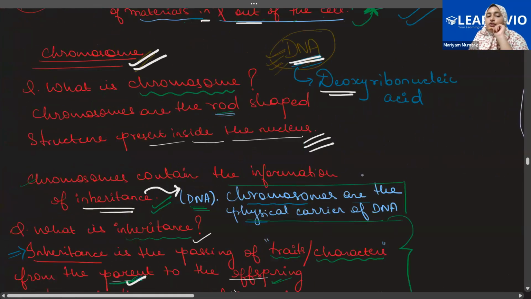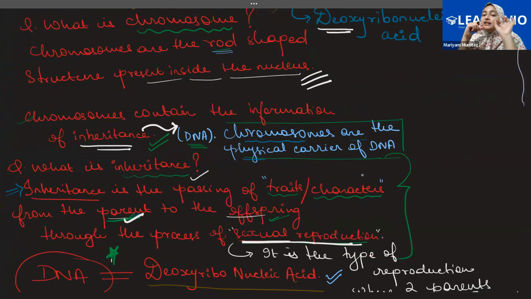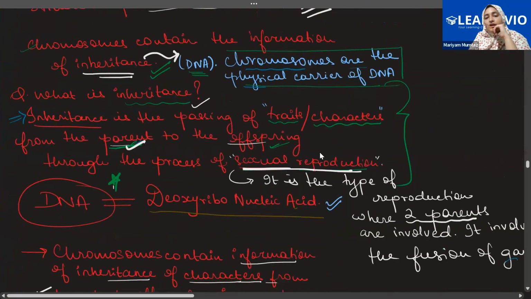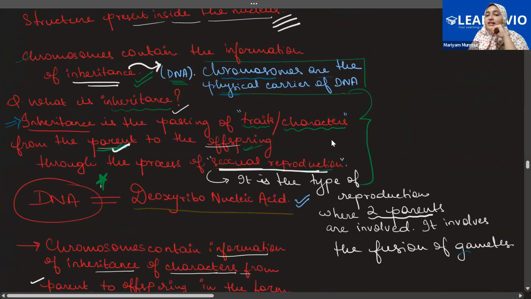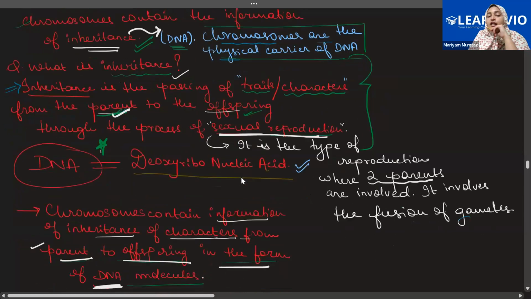But yeah, talking about the chromosomes, they contain the DNA. So you can say that the chromosomes are the physical carriers of DNA. Physical carrier means usually the chromosome structure is like this, so they'll have DNA present all over them. That is why they are the carriers of DNA. Now talking about inheritance, like we said that the chromosomes contain the information for inheritance. So what is inheritance?